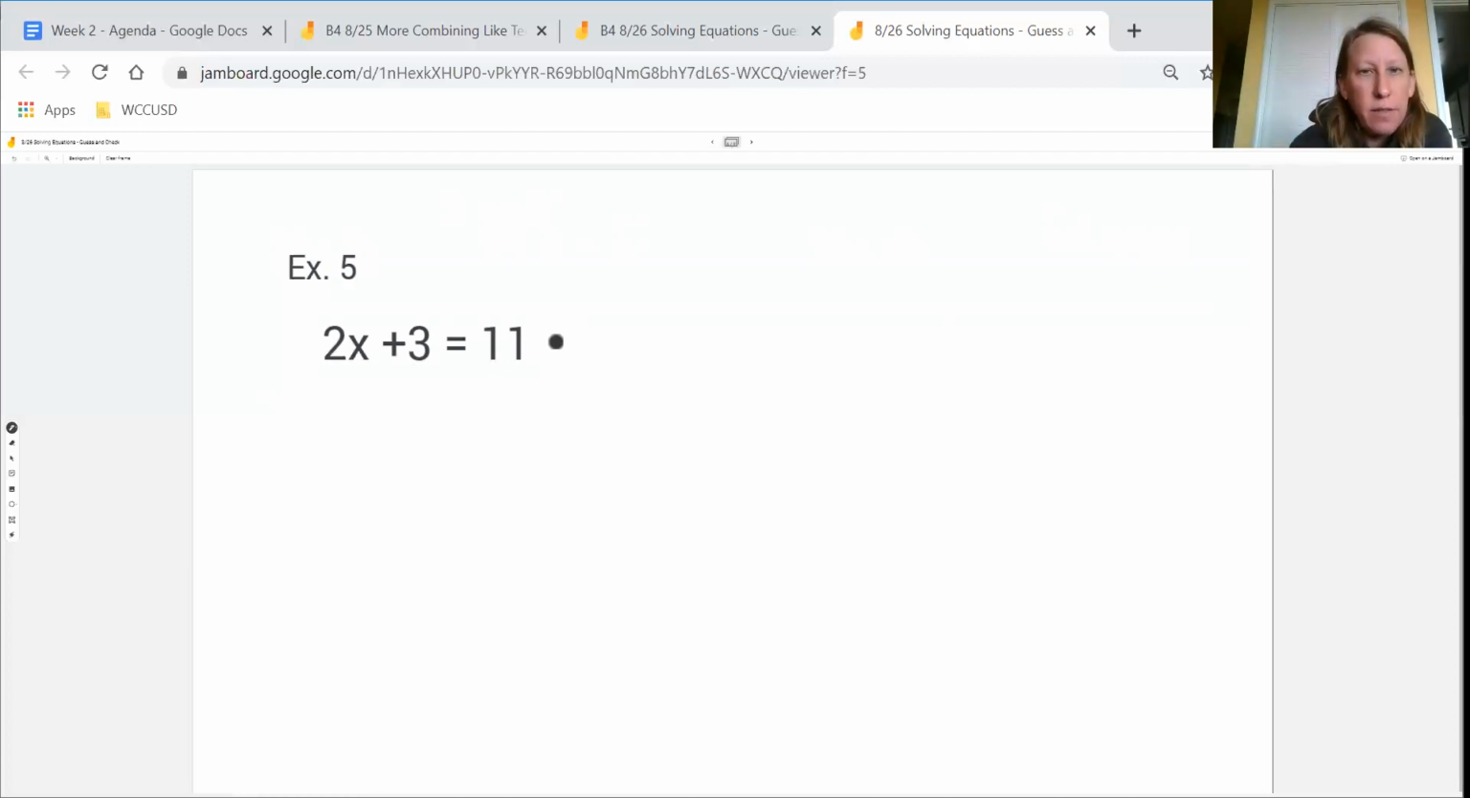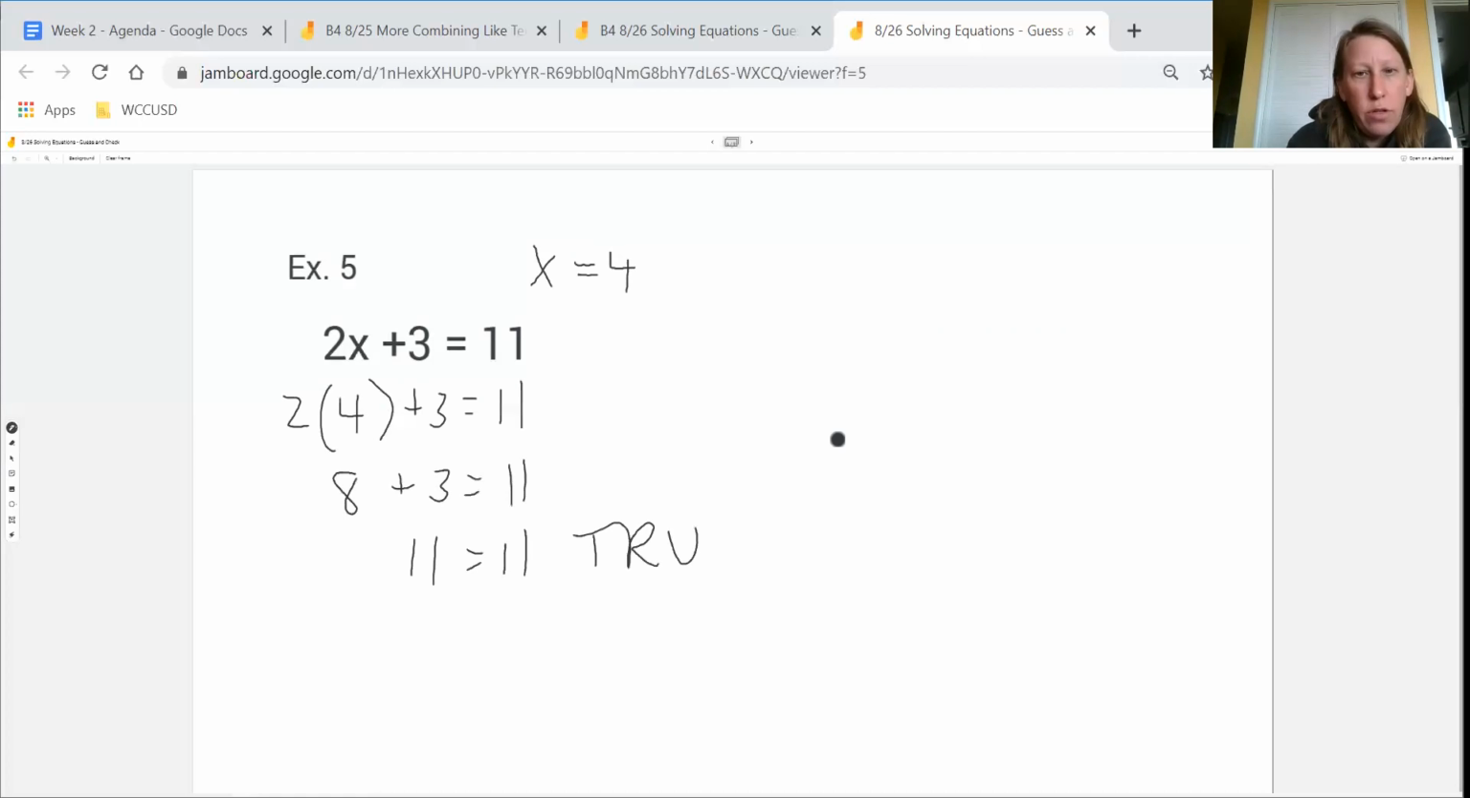Anyone have a guess? Good. Yeah, so this is 2 times 4 plus 3. This is what we're guessing. I don't know why I put an n there. It's supposed to be an x. That was confusing. Okay, so 2 times 4 is 8. 8 plus 3, 8, 9, 10, 11. This side is 11. This side is also 11. I have found the truth. True. So therefore, I know that the answer is x equals 4.